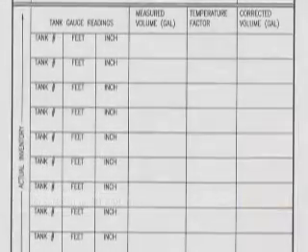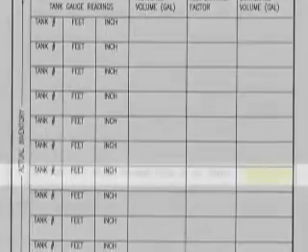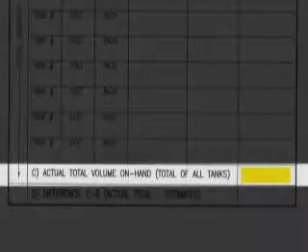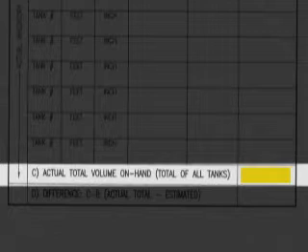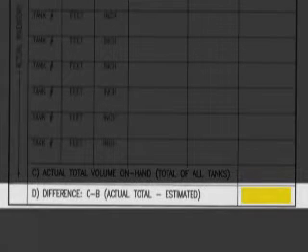The lower portion is the actual inventory based on tank readings. Line C near the bottom is the total of all the actual tank volumes. Line D is the difference between the actual and estimated totals.